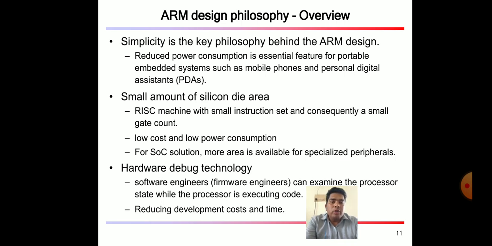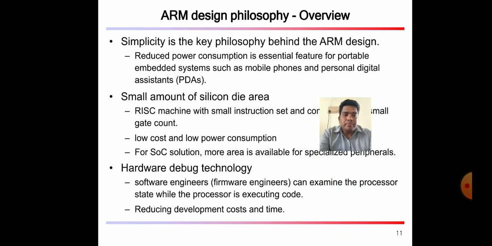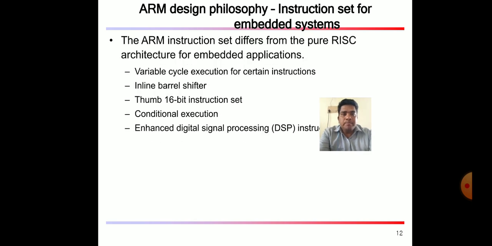Coming to the hardware debug technology, here the software engineer, that is a firmware engineer, can examine the processor state while the processor is executing the code. These advantages come under ARM. So the engineer can examine the processor state while the processor is in the executing mode. And the next one is reducing development costs and time. By using the ARM design philosophy, we can reduce the development cost and time in the hardware debug technology.